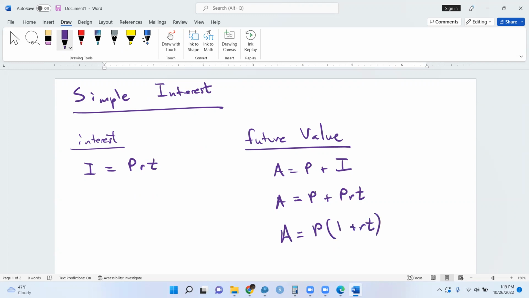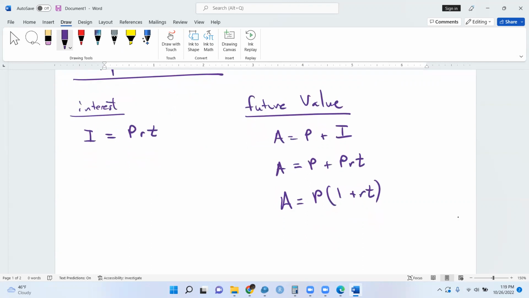And then we did a bunch of different work with this one where, like, hey, we said, if you know the interest and the principal and the time, what's the rate or whatever. I didn't show you this, but I could solve each one of these for those other things. So if I want to know the rate, I would just divide both sides by the principal and the time, and I could rewrite this formula as this.